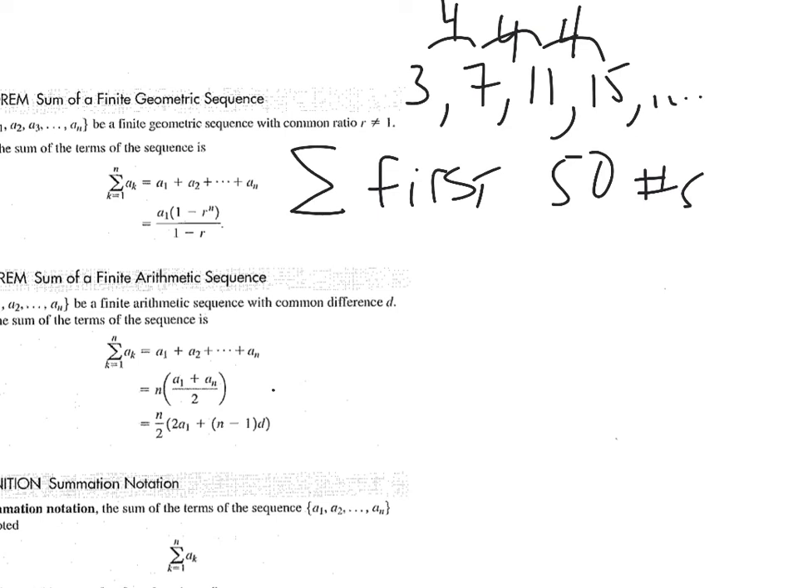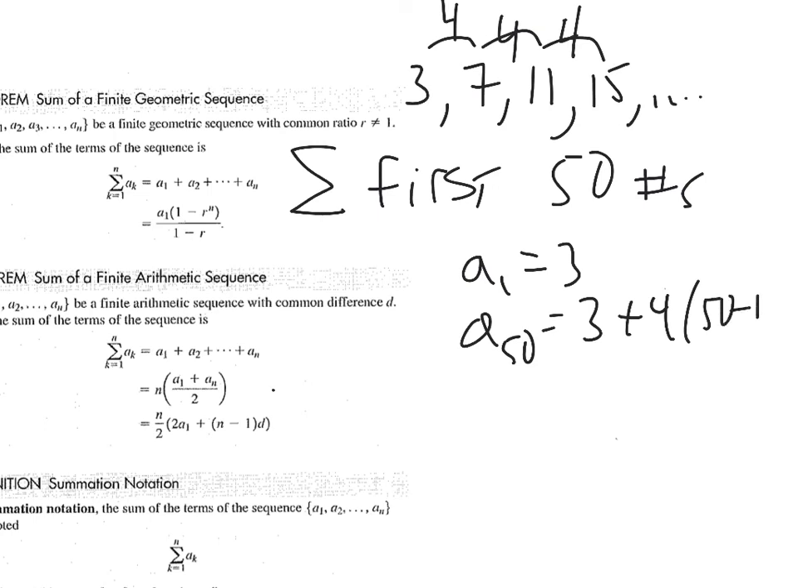So I see it's an arithmetic sequence. The common difference is 4. I know the first term is 3. I know the 50th term is going to be 3 plus 4 times 49, right? 50 minus 1. So 3 plus 4 times 49. I've got my calculator right here so I don't make a mistake. Let's see, 4 times 49 is 196, plus 3 is 199.